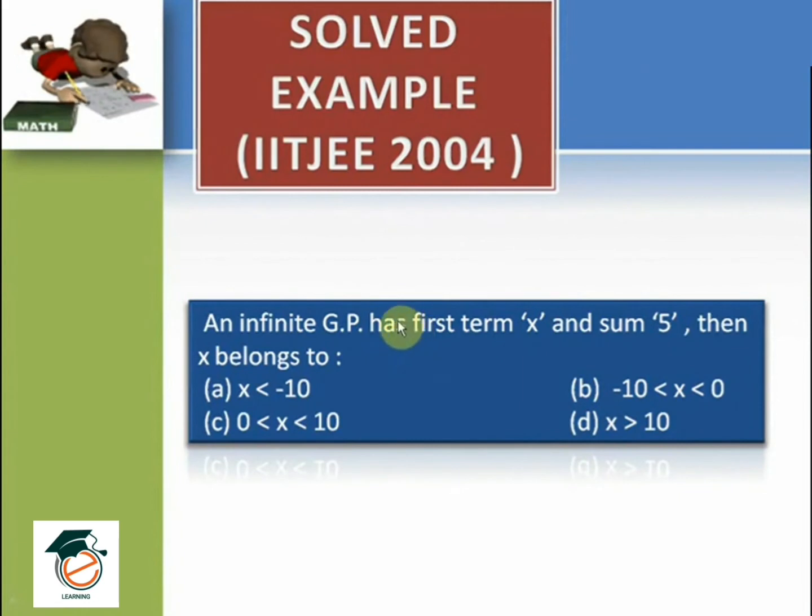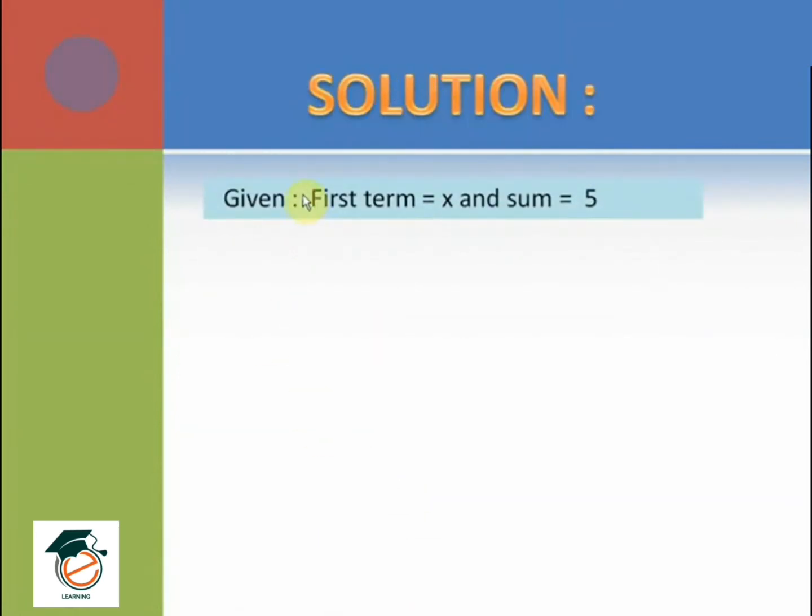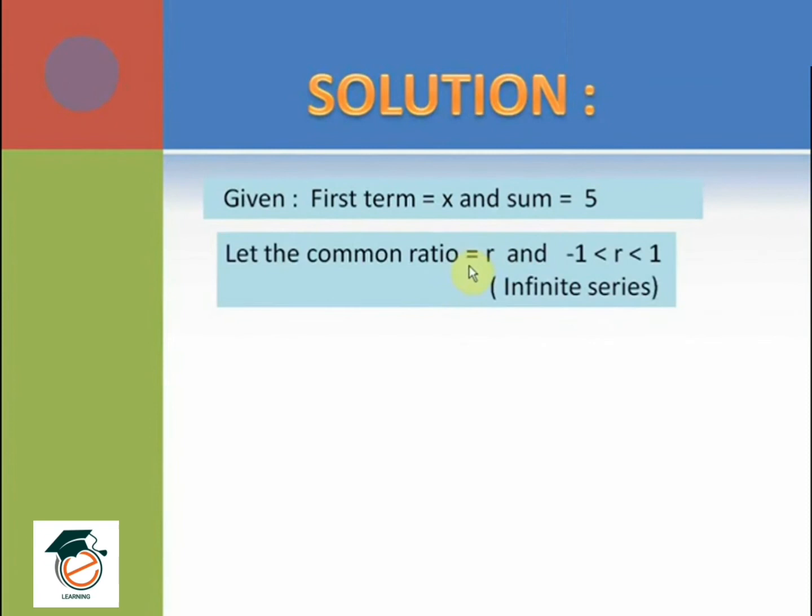So in this problem we have been given an infinite GP in which the first term is x and the sum of all the terms is equal to 5. We have to find out the range to which x belongs, and we have been given the 4 options. So again let's look at the solution. Given to us is that the first term is equal to x and the sum of the terms is equal to 5. Let us say that the common ratio is equal to r and r is greater than minus 1 and less than 1, infinite series.